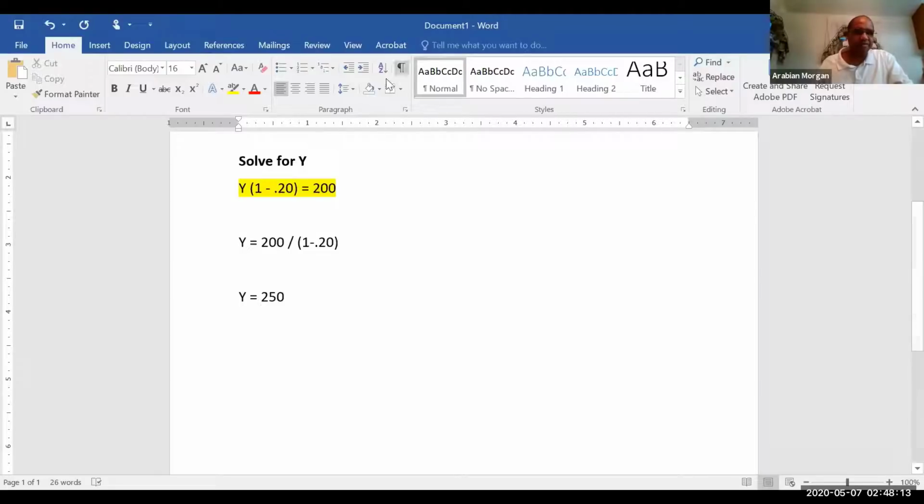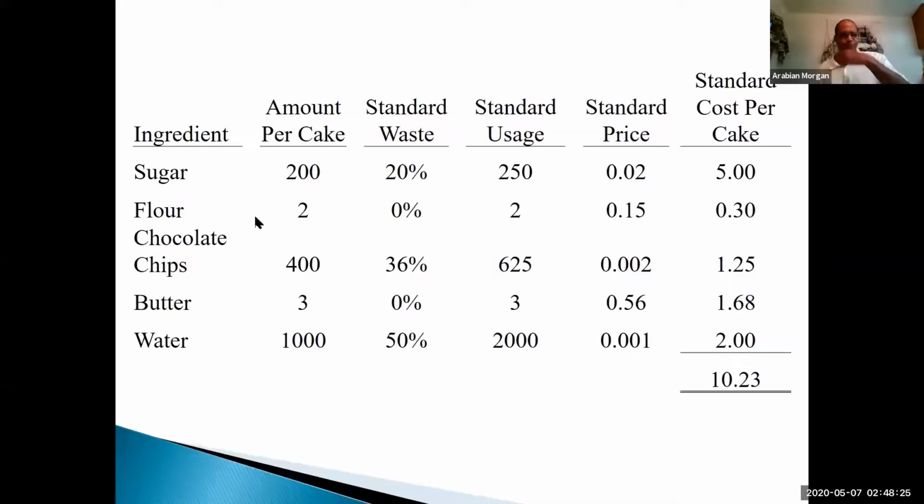But now I have some other questions here. Let me backtrack a little bit. I want to go to a different share screen. Here we are. I have a question for the sugar line item. How did we get the standard cost per cake of $5? Well, that's the standard usage times the standard price. 250 times 2 cents equals $5.